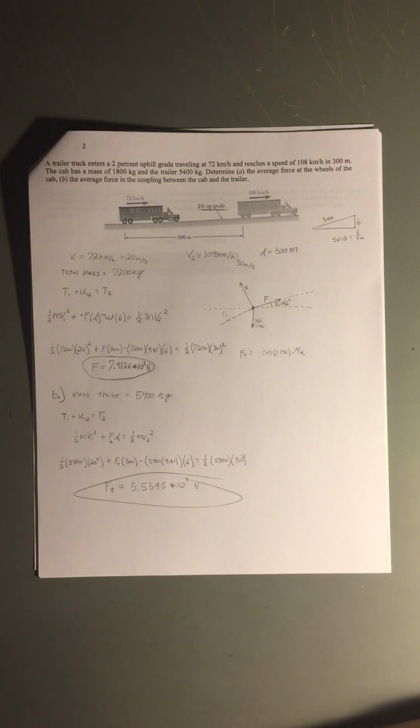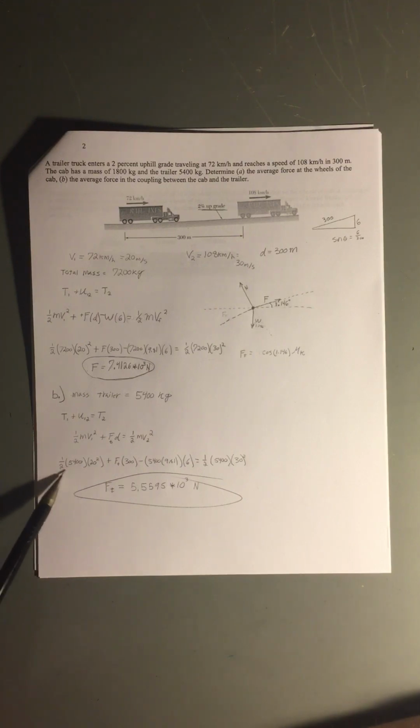And then on part B, the question asks for the average force in the coupling between the cab and the trailer. So this time we didn't want the total mass, so I split it up and just looked at the mass of the trailer. And then we use our same equation here, kinetic plus work equals the kinetic on the other side, the final at B. And so similar to part A, we split that up into 1/2 mv squared. And this time we can plug everything in and find the force on the tires.